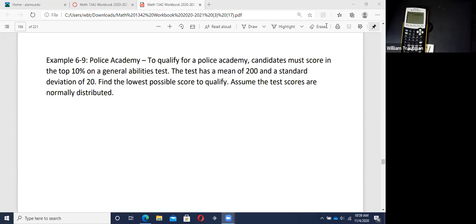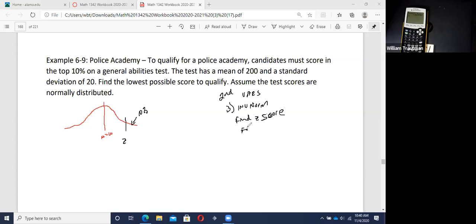Coming back. So let me go through the whole process again. Here is a normal curve. The mean is 200. And we want the top 10%. We want to find this z-score. This is the top 10%. But we're going to go to second vars number 3, which is inverse norm. And this finds the z-score for a percentage to the left. That's why I said this is 90%.